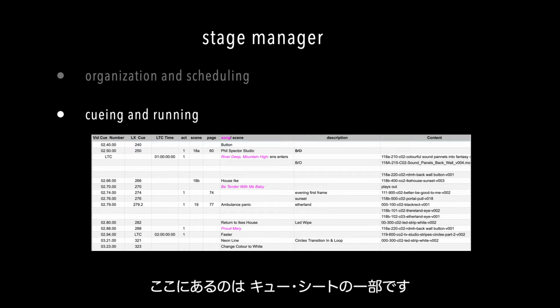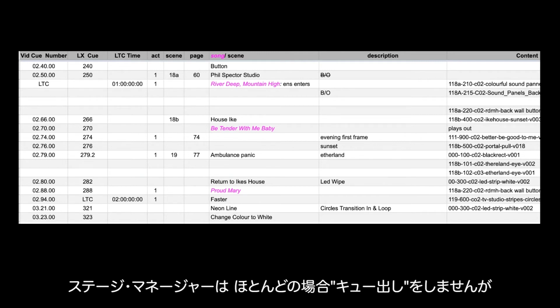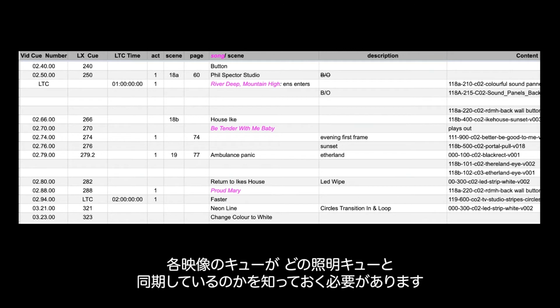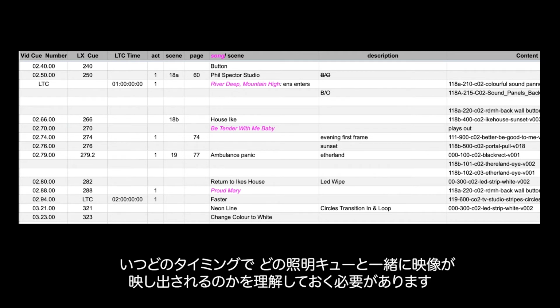So as you'll see here, I've added a very small section of a cue sheet for us. And even though the stage management team isn't necessarily calling our cues, it's important that they know where the cues are placed and which lighting cues may be triggering video. He or she will be watching the show and watching the stage picture change and the cues that trigger them. So it's important that they understand what is happening in order to know if those cues are firing properly.